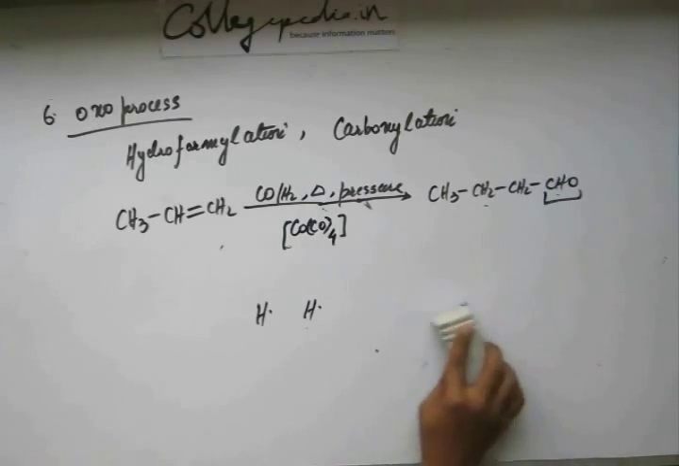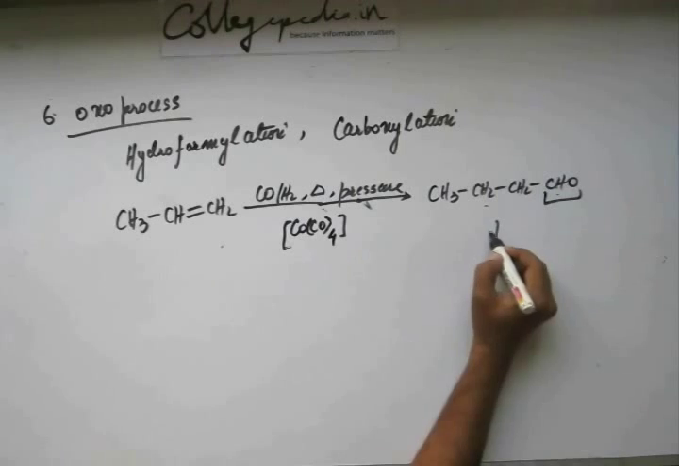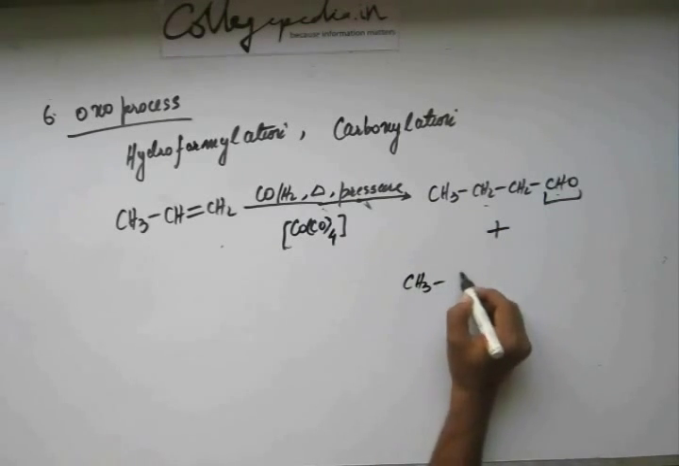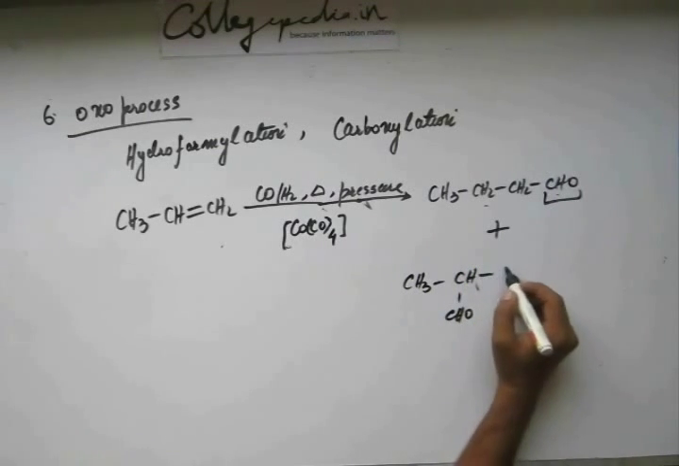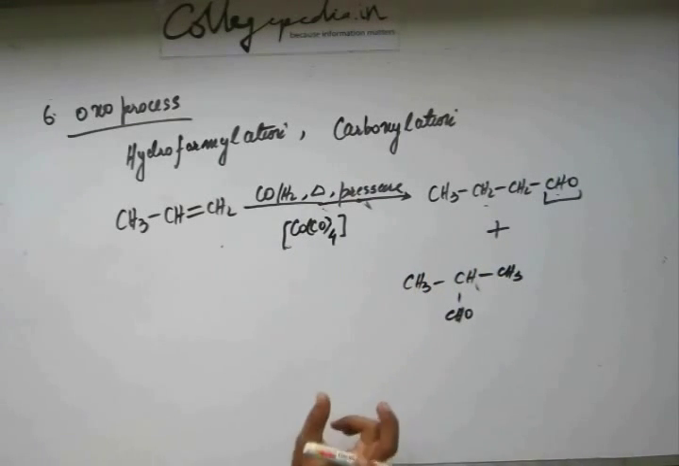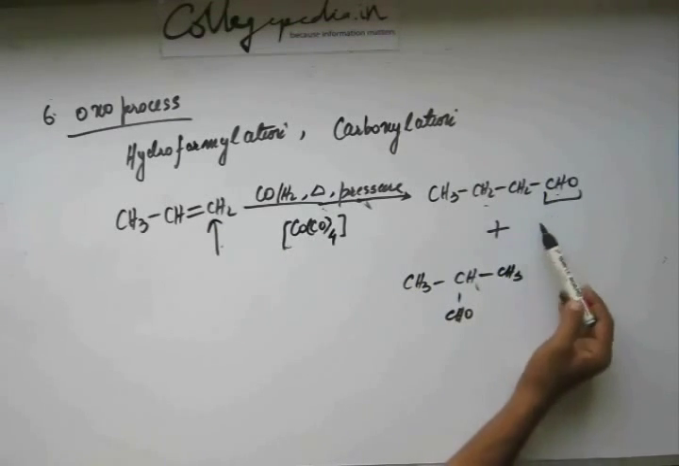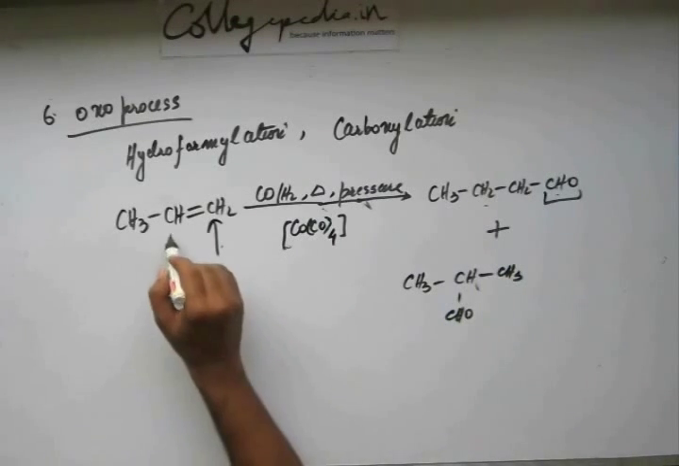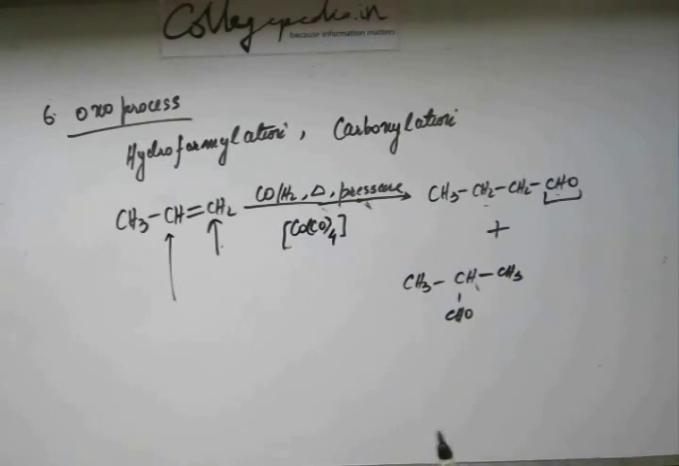The problem with this process is that there is an equal chance that an isoform is also possible. This is butyraldehyde and this is isobutyraldehyde. So this carbonyl group, if it gets added on this carbon, we get this product, butyraldehyde. If the carbonyl group gets added on this carbon, we get this product, and this is isobutyraldehyde.